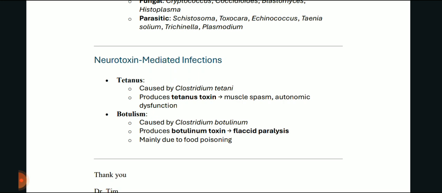Okay, the last one can be botulism caused by Clostridium botulinum. It's an anaerobic bacteria, a potential cause of food poisoning in canned foods, and this produces botulinum toxin which causes flaccid paralysis, mainly due to food poisoning. We know botulinum toxin in diluted forms is used as an anti-wrinkle agent because it causes paralysis of the area, so the muscles will be relaxed and the wrinkles will be gone, commonly known as Botox.